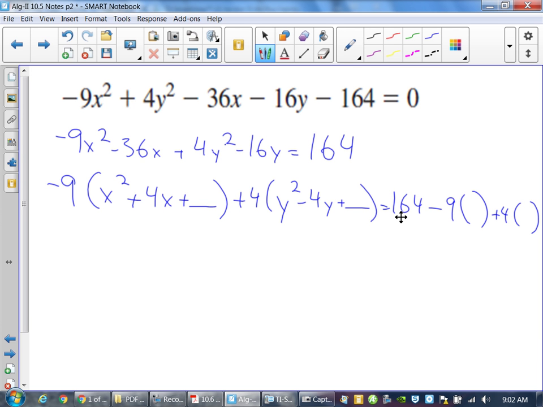What do you mean? Never mind. Just figure it out. So what's half of 4? 2. What's 2 squared? 4. So we have -9, x plus 2. You square it, bring 4 here, and here. What's half of -4? -2. Square it, we have a 4 here, and a 4 here. So let's see, 164 minus 36 plus 16. So it's 164 minus 20.